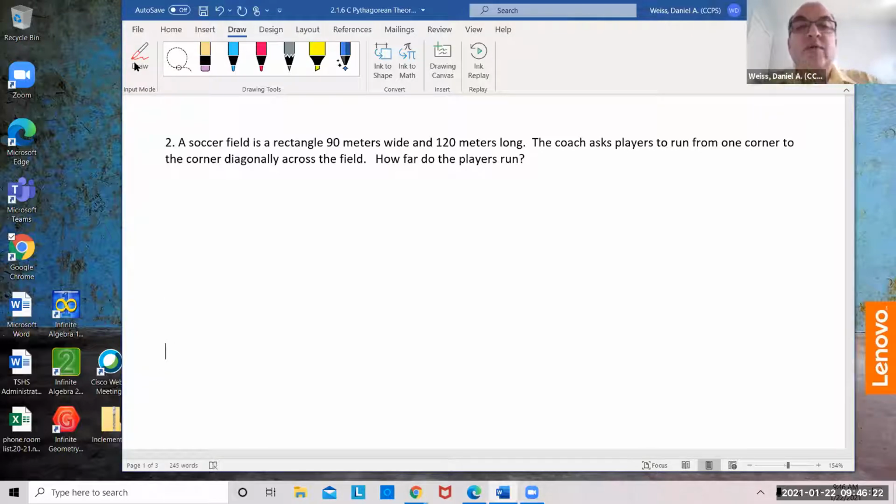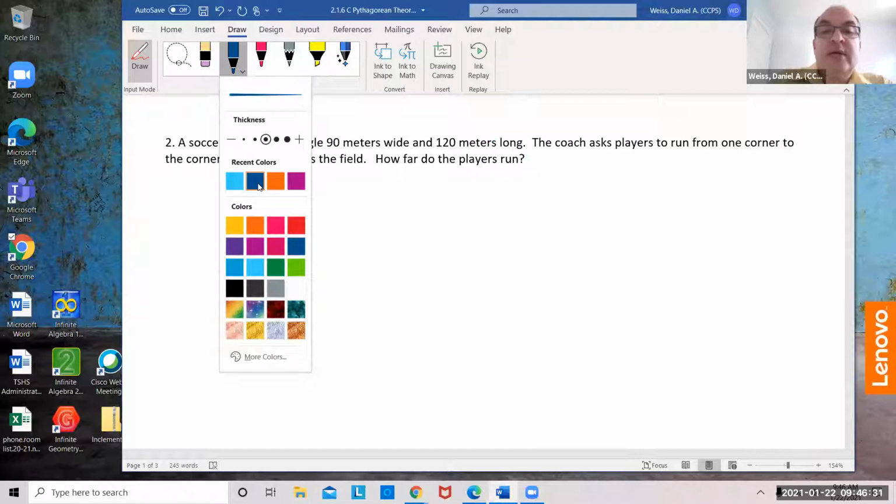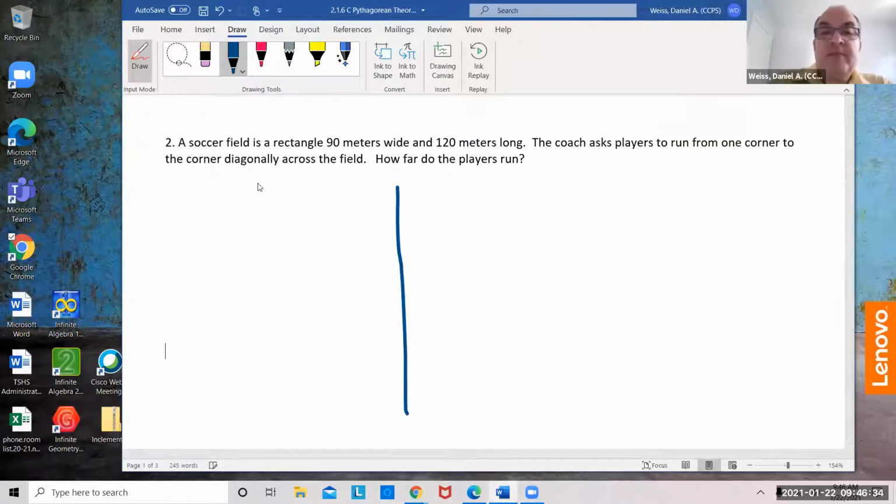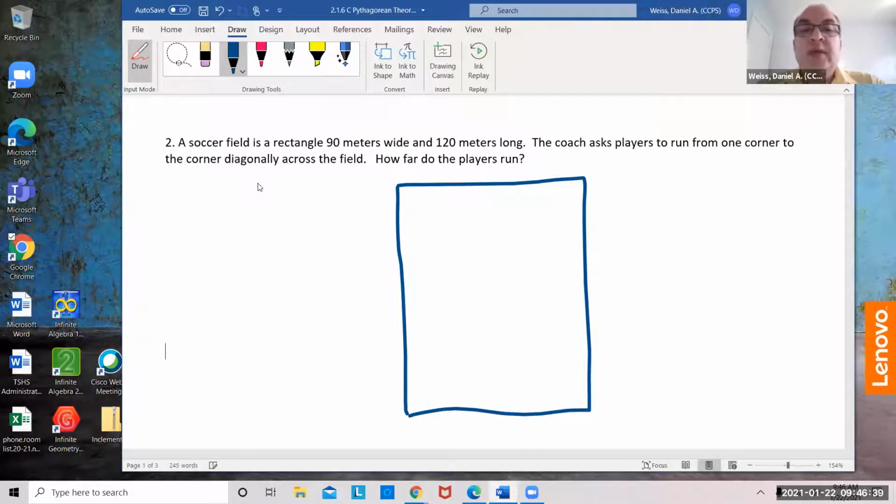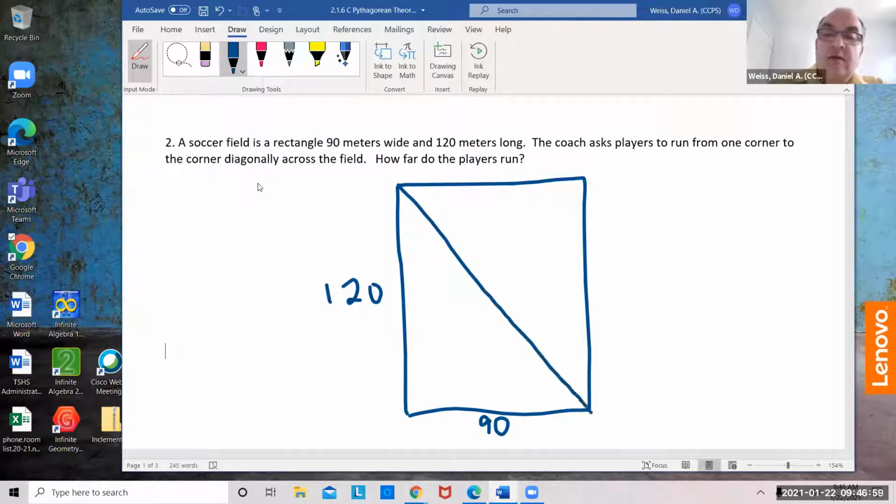A soccer field is a rectangle 90 meters wide and 120 meters long. So here's my soccer field. This is 90 and this is 120. The coach asked players to run from one corner to the corner diagonally across the field. So that means what is this distance?